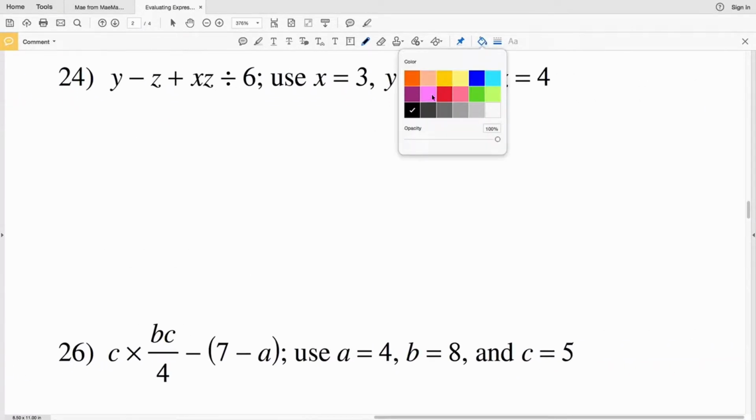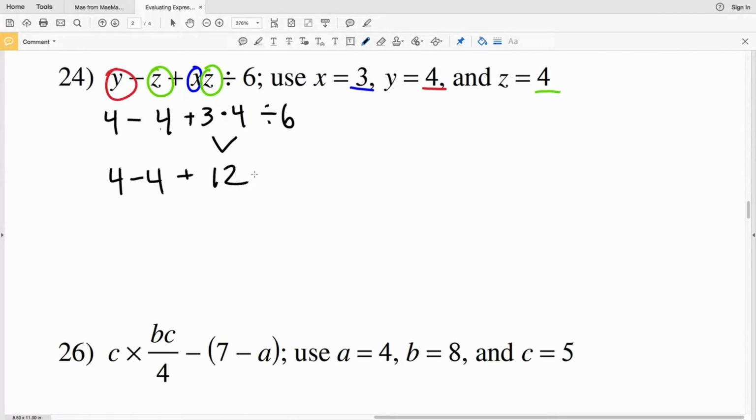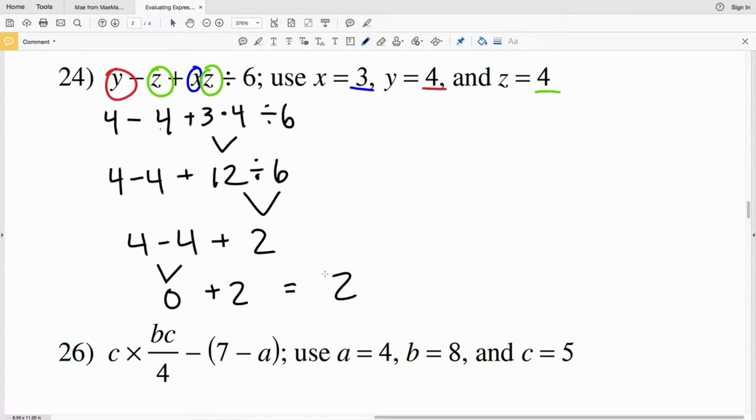In problem number 24, we're going to take 3 and plug that in for x. We're going to take 4 and plug that in for y. And we're going to take 4 and plug it in for z. So 24 is going to be 4 minus 4 plus 3 times 4 divided by 6. Multiplication and division come first, so let's do 3 times 4. We're going to have 4 minus 4 plus 3 times 4 is 12 divided by 6. Division comes before addition and subtraction, so 12 divided by 6 is 2, so we have 4 minus 4 plus 2. Let's work left to right. 4 minus 4 is 0. Plus 2 is going to give us a positive 2.